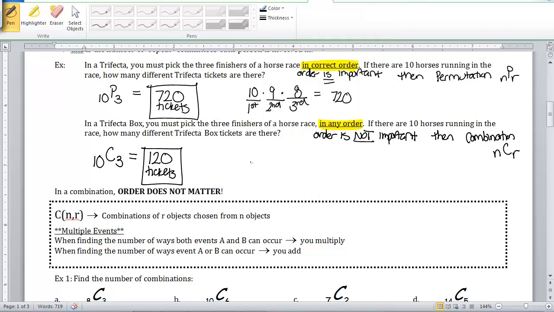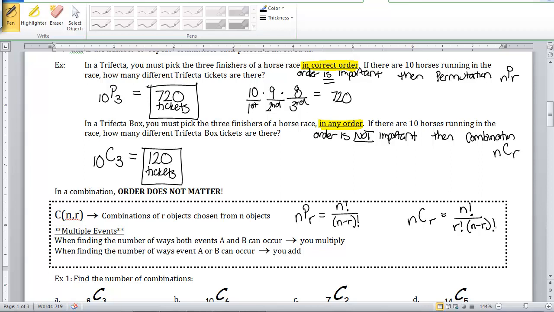So if I again remind you, in a permutation, you are going to do n factorial divided by n minus r factorial if you calculate it by hand. Well, since we now need to divide by the number of objects, r factorial, for a combination, it's n factorial divided by r factorial times n minus r factorial.